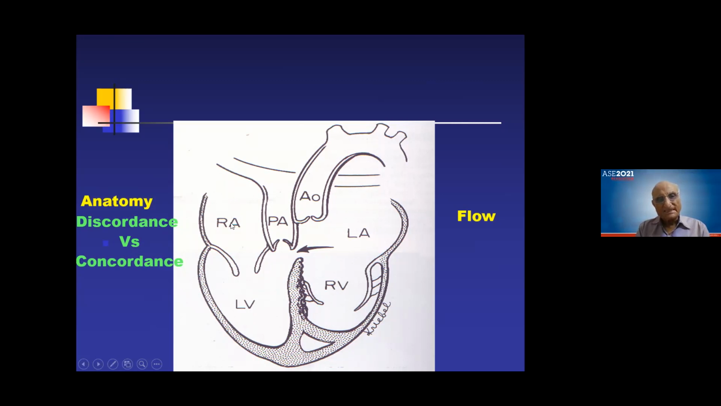This means there is an atrioventricular discordance, because the RA should connect to the RV. And the pulmonary artery arises from the left ventricle, showing that there is a ventricular arterial discordance. Similarly, the LA is connected to the RV, which is atrioventricular discordance, and the aorta is connected to the LV. So this is a complete discordance example, and what we showed you in TGA was mainly a ventricular arterial discordance.